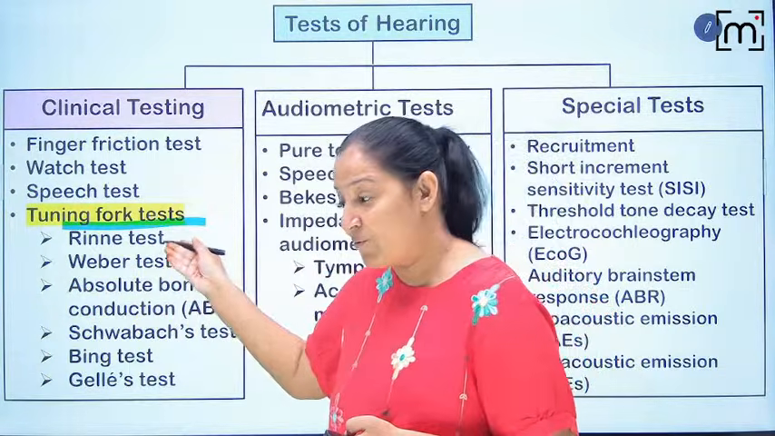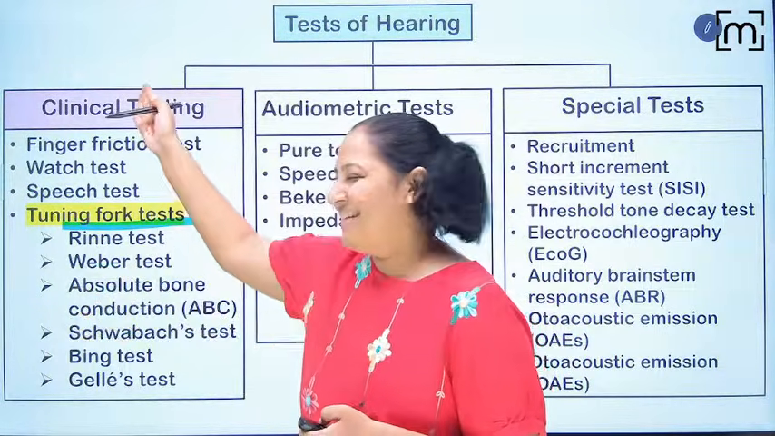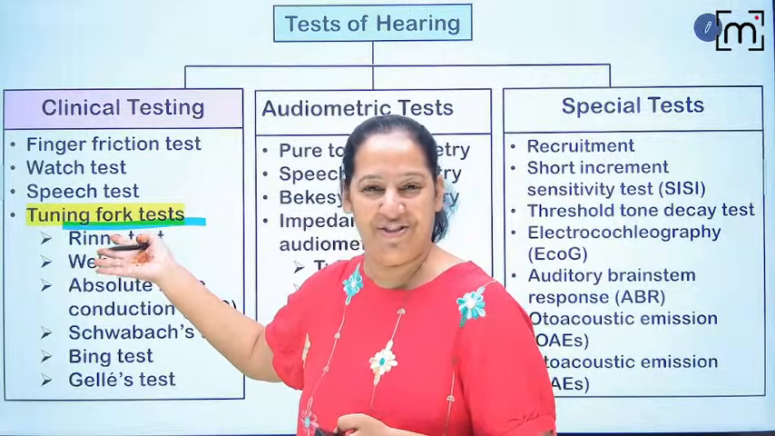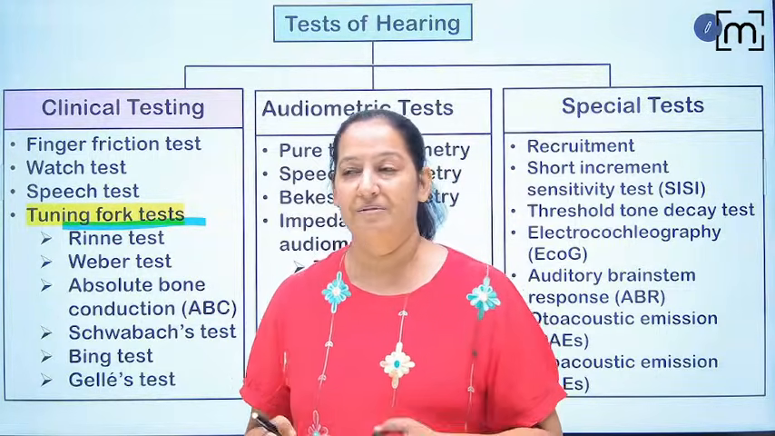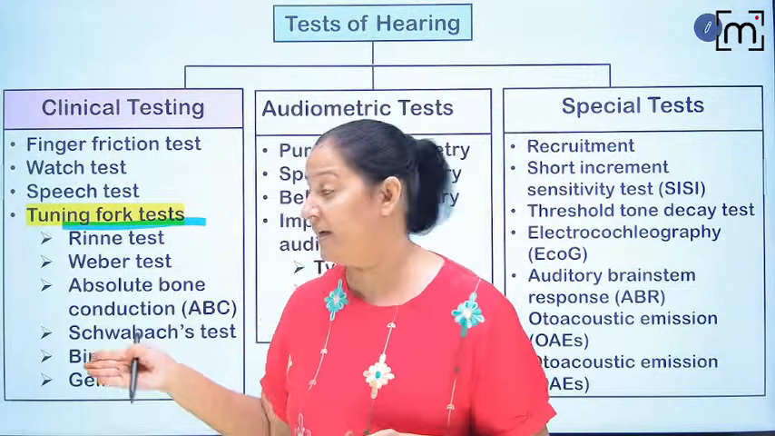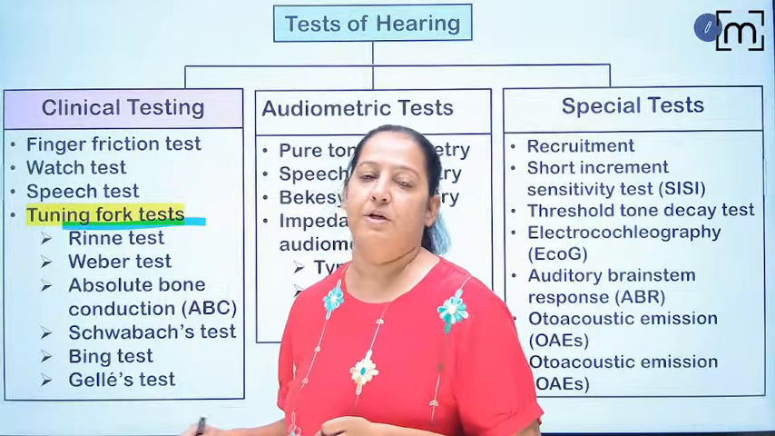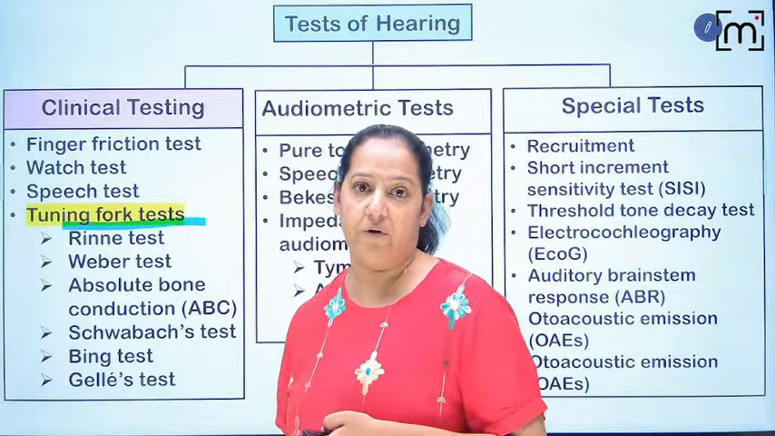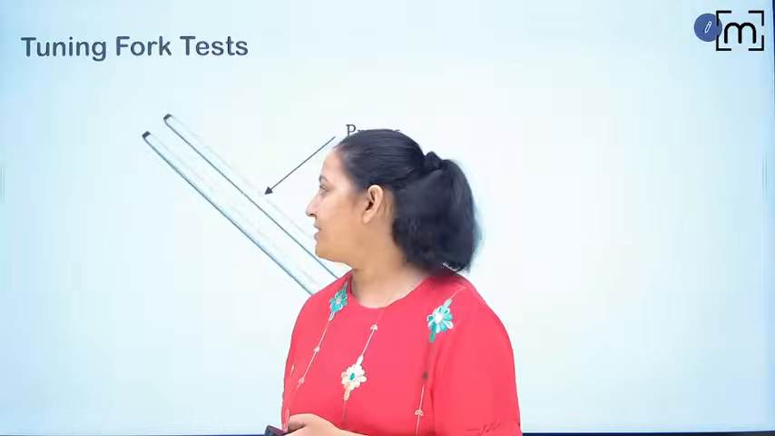Now, this is what you have to really understand. These were kiddish, very childish and small, non-conceptual tests. But here you have to understand them. Let's start the tuning fork test. There are 6 tuning fork tests. One by one, we will take them. Let's start with the first one.